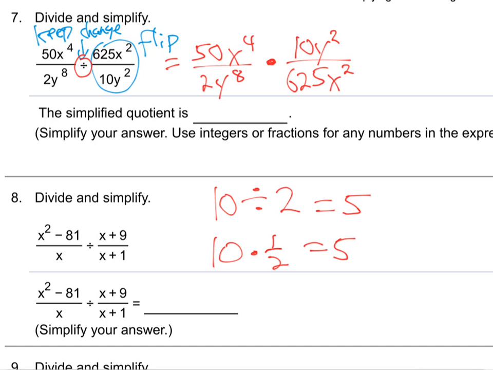So that's all we're doing there. We're just saying, hey, if they give me dividing, I'm just going to change it to multiplying where the right side is upside down. That's all we're doing. Okay, then it just becomes a multiply problem. And you know how to do this now.